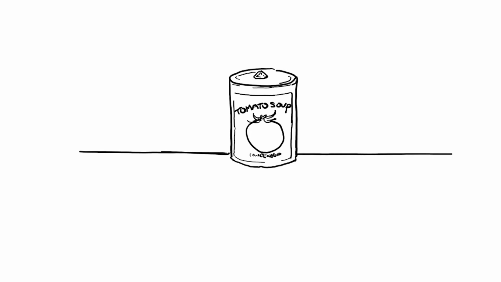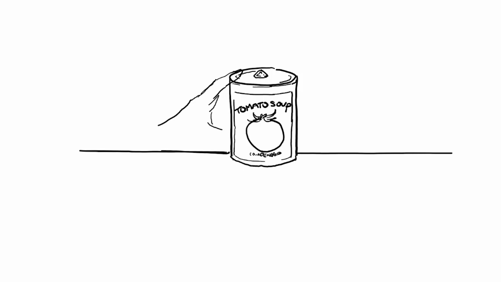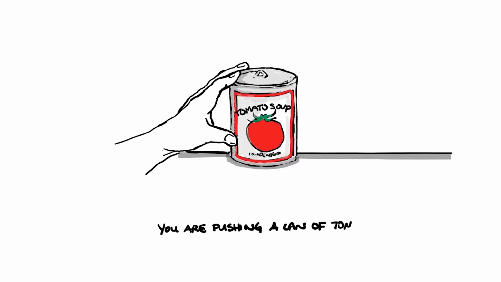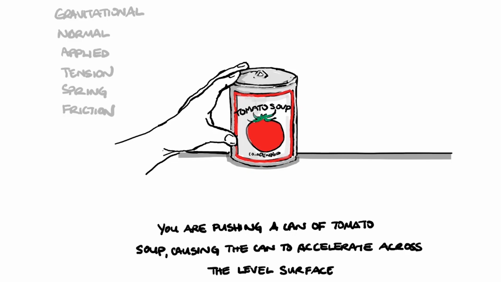You're pushing a can of tomato soup, causing the can to accelerate across a level surface. How might we visualize the forces acting on the can of soup in this situation? Let's start with which forces apply. Just as before, we can include the gravitational force of Earth on this can and the normal force from the table. You are applying a force when you push the can, and when that can is sliding across the table, we know that there's a frictional force that acts against the direction of motion.